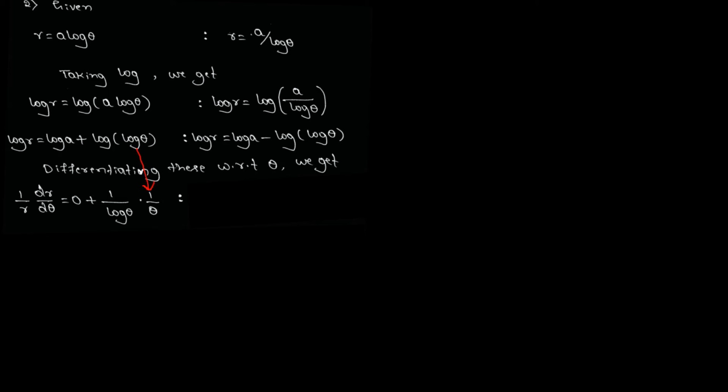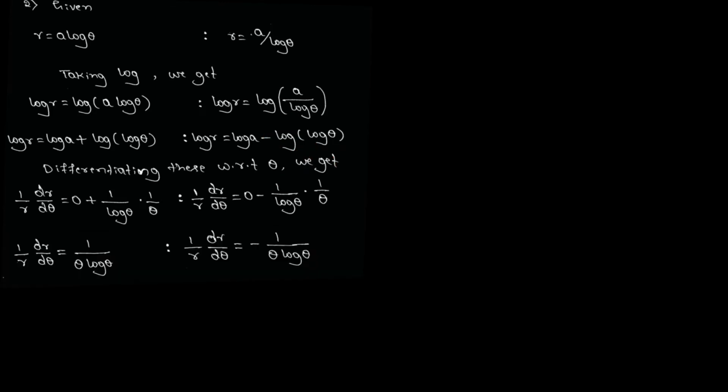Now let us apply the differentiation on the RHS as well. Differentiation of log r is 1 by r dr by d theta. Differentiation of log a will be 0, and differentiation of this will be 1 by log theta into differentiation of log theta, which is 1 by theta. Further simplification gives these two expressions.